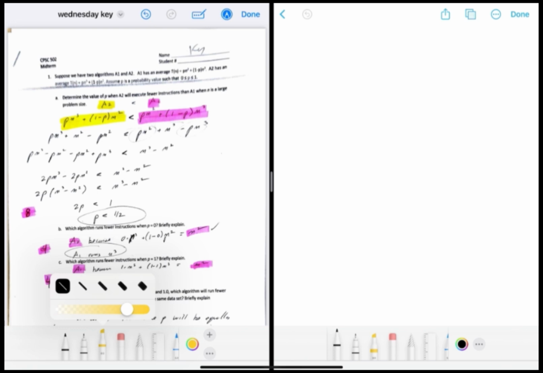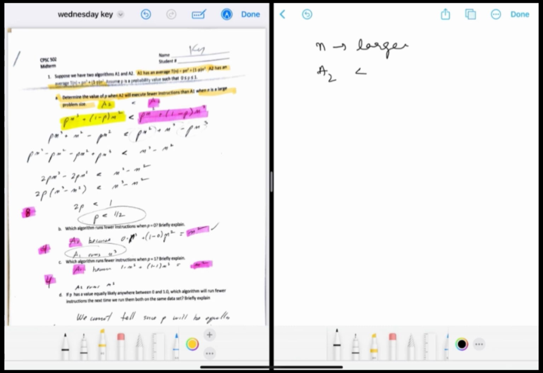So here we have to determine P. We were given A1 and A2. So we also have the information that A2 will execute fewer instructions than A1. Let's write that down. So first of all, there is also one more thing. N is a very large number. So here N is a large number, and A2 will execute fewer instructions than A1. So from this, we can take this inequality and solve for P.